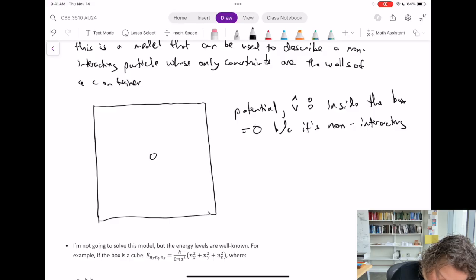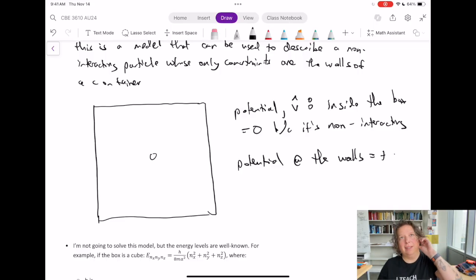Potential at the walls equals positive infinity. What this means is, and this is just a model, this is the way we're stating this. By stating this, what we are stating is that the particle can't tunnel through the wall. So it can't get through the wall. It can't leave the box. It's trapped in the box forever.